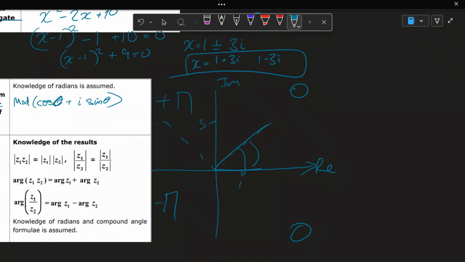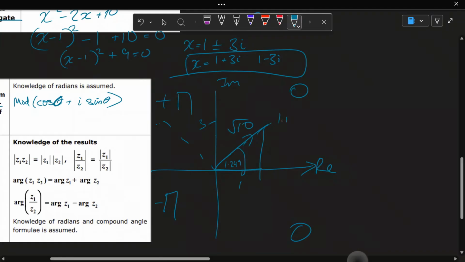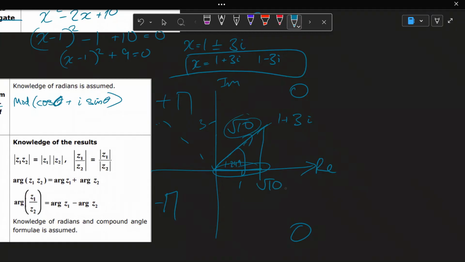This angle, we've discussed before, is 1.249 radians. This, the modulus, is root 10. It is 1 plus 3i. To find our real part, we have to look on the x-axis. So we're going to have to use our hypotenuse, root 10, times cos theta. Likewise, for our imaginary part, the vertical axis, we have to do our modulus times sine theta. And that essentially just proves why we have this form here.